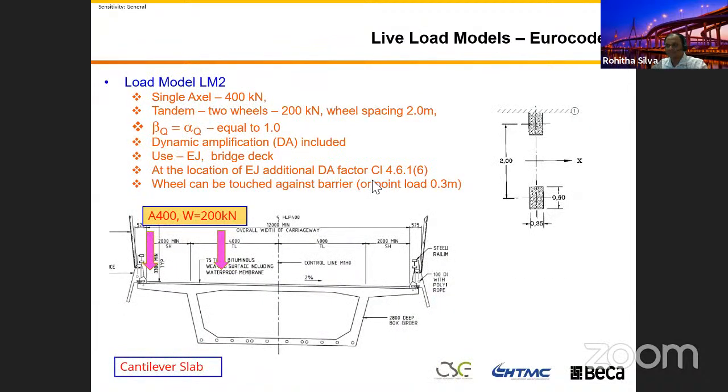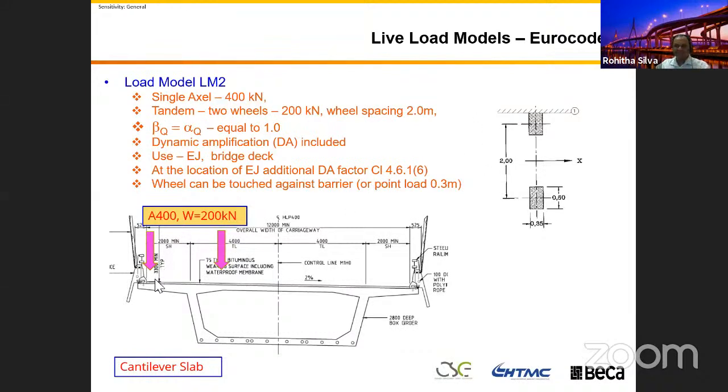LM2. It's the same concept, a single axle, but the only thing is this one is quite heavy. This is 400 kilonewton. If you look at this figure, the axle spacing is 2, because that won't change. But the wheel tire area they change to 0.35 by 0.6. And you can see this hatch line, they put number 1. You can get your axle against the barrier.